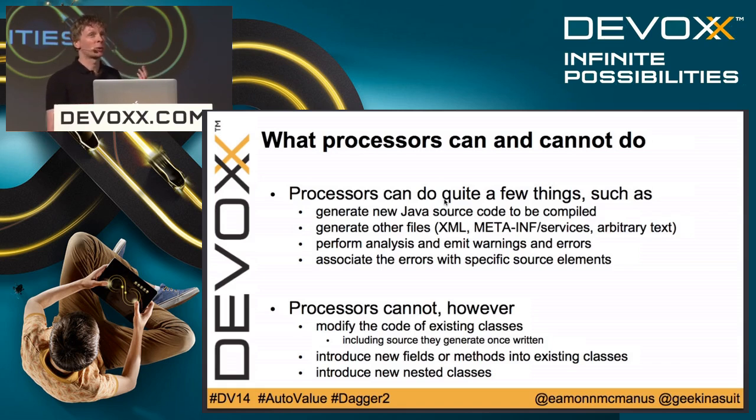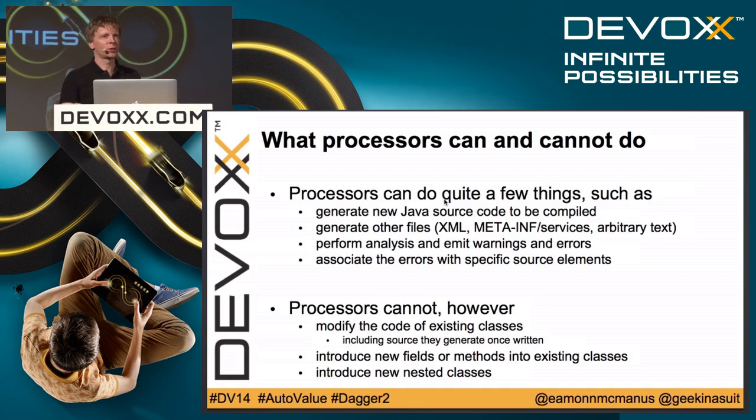So the things that processors cannot do, the main constraint is that they can't modify the code of existing classes. That's a deliberate decision that was made during the design of annotation processors, with the thinking that it would be very hard to understand what a class actually meant if the code that finally ended up being produced was not the code that you saw in front of you. So if you look at something like AutoValue, it's generating a new subclass, but it's not touching the original abstract class. So you have this distinction between the input source code, which is inviolate, and the generated source code, which you can do whatever you like in.